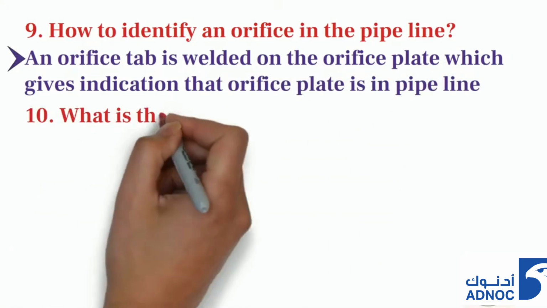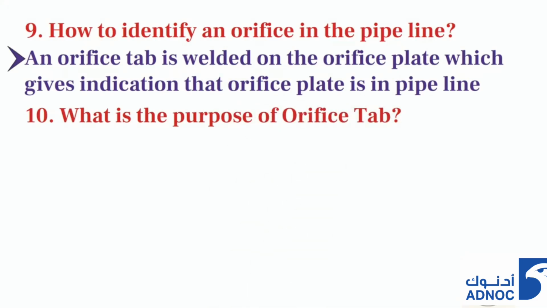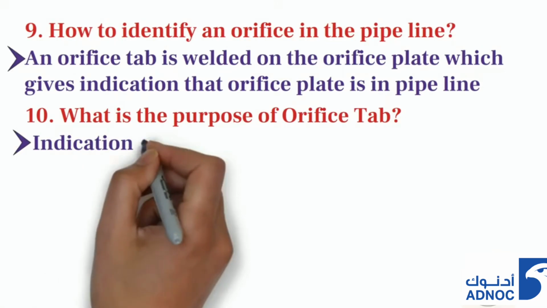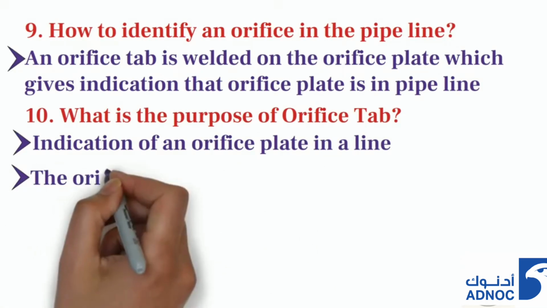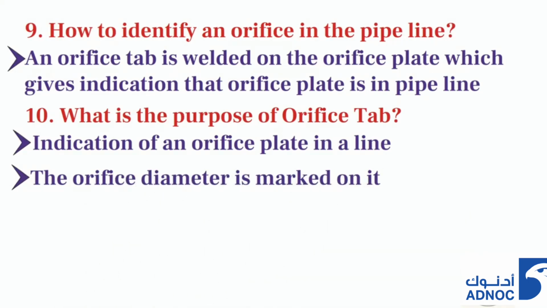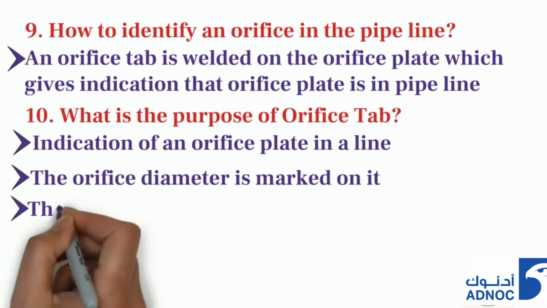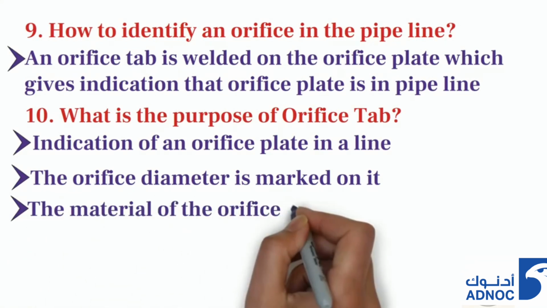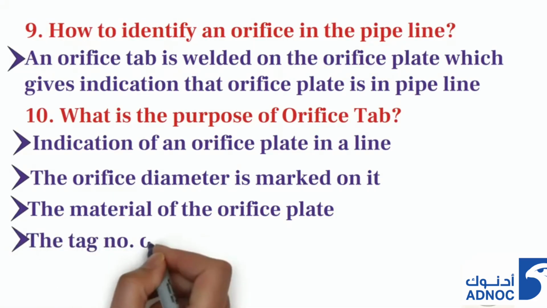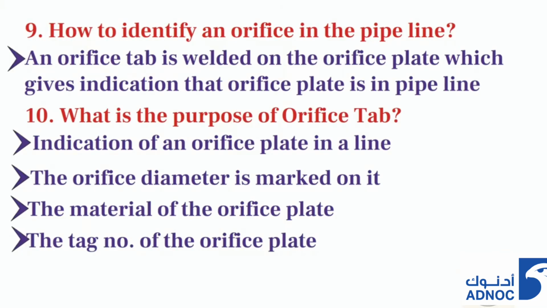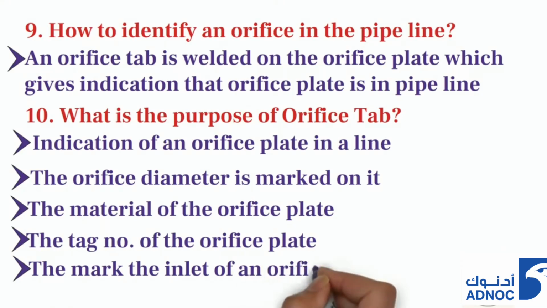Tenth question is, what is the purpose of orifice tab? There are mainly 5 different applications of orifice tab. First of all, orifice tab gives indication of an orifice plate in a line. Orifice tab is also useful because it has the information about the orifice diameter. In addition to this, it also gives the useful information about the material of orifice plate. Furthermore, the tag number of the orifice plate is also mentioned on it. Last but not least, orifice tab has a mark on it, which gives indication of inlet of the orifice.